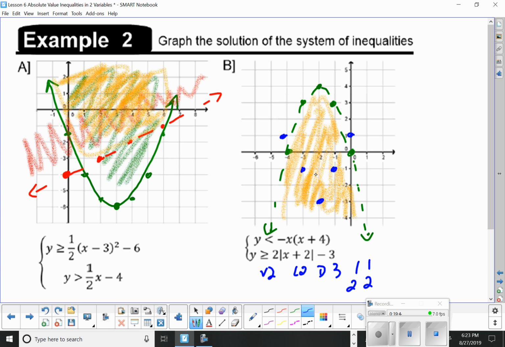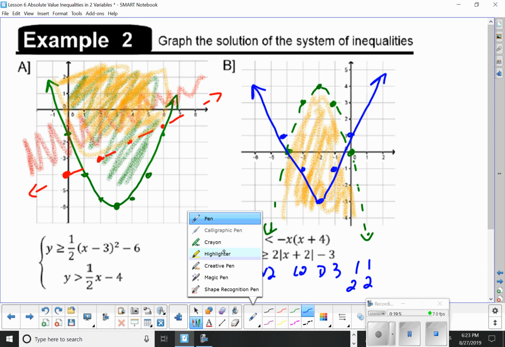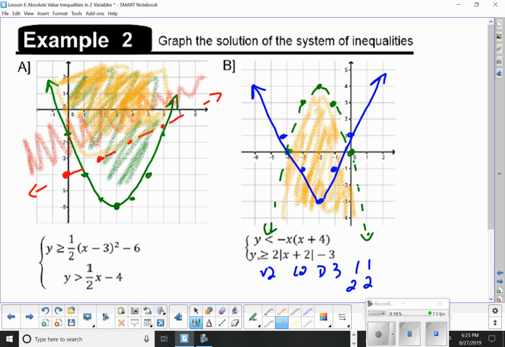It's got an equals, so this V is going to be a solid V. And then I need to shade it because it's an inequality, and I'm shading everything above. Now notice if I shade everything above, what's going to wind up being double shaded is just all this stuff that's under the curve, okay, under the curve and above the V. So this would be my overlapping shaded region.